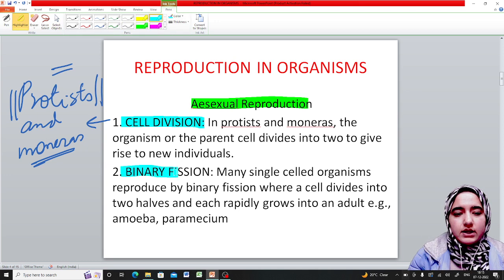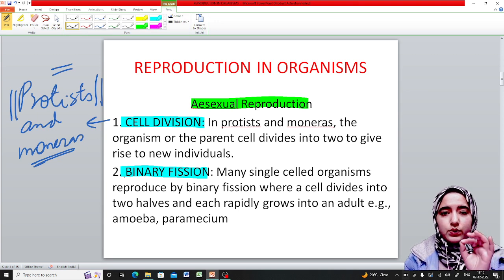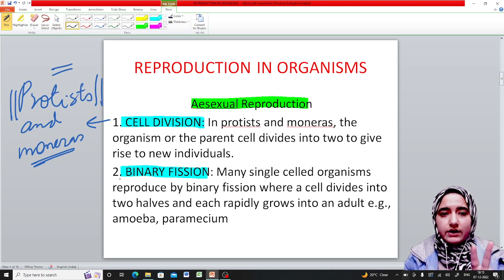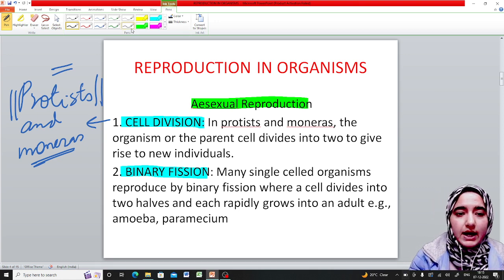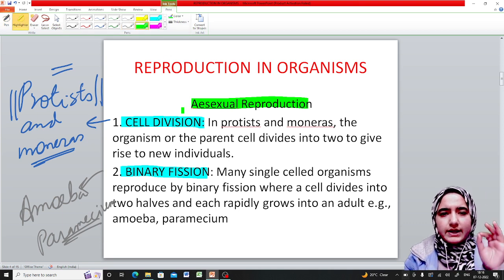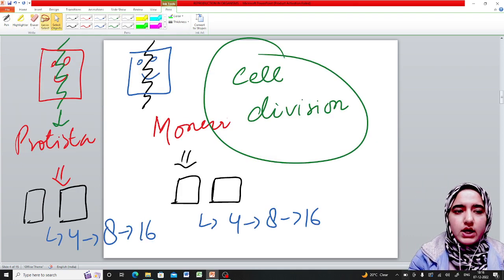Moving towards binary fission, I just request you to know the difference between cell division and binary fission. Binary fission means exactly two equal halves. In cell division, halves may be 70-30 or 60-40 or anything, but in binary fission there are two equal halves, and binary fission takes place in amoeba and paramecium. Binary fission simply means where a cell divides into two equal halves.